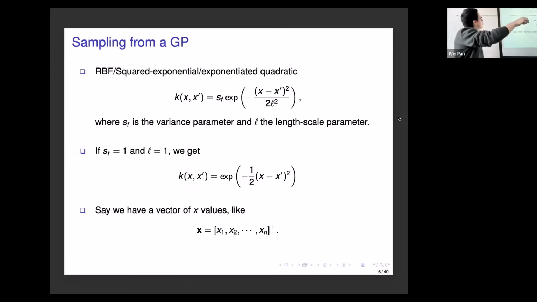This shape is usually called the radial basis function, or squared exponential, or exponentiated quadratic kernel. It is defined by two parameters: s_f, which is the variance parameter, and L, which is the length scale parameter. If I fix those parameters to 1, I get this expression for the covariance function. Say that I get these input values x from x1 to xn. Now I have a template to build this covariance matrix, which is given by this equation here.